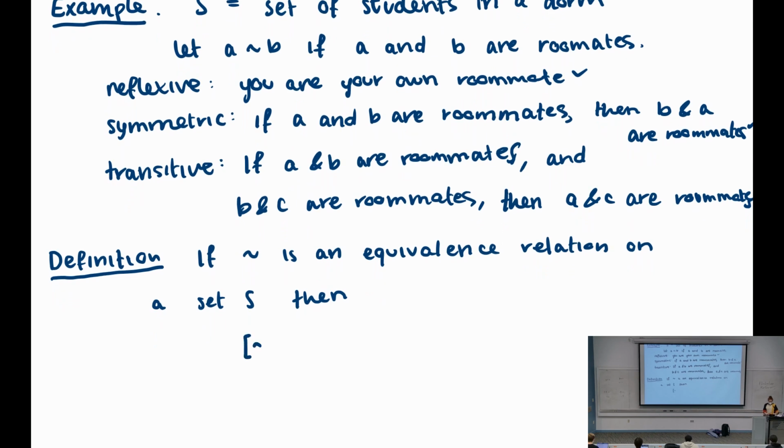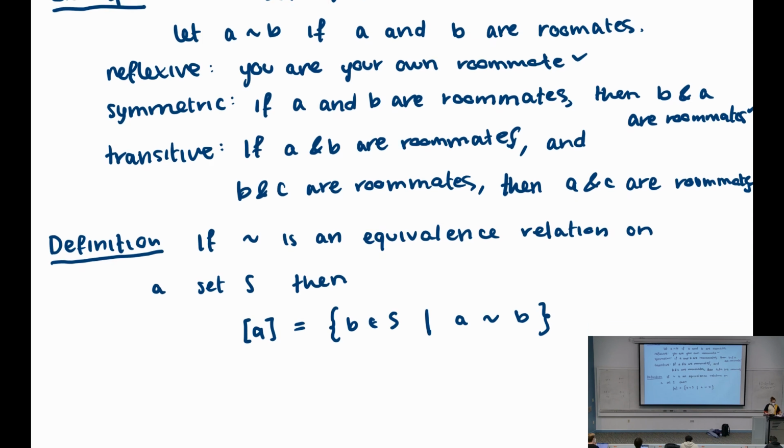So brackets A is defined to be the set of all B in S such that A is related to B. So this set is called the equivalence class of the element A. Okay, so this is just all of those things that are considered to be the same as A under this equivalence relation.